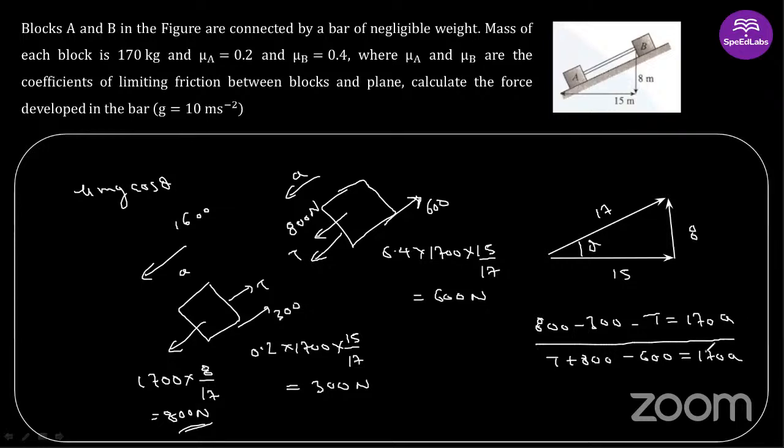Just equate these two, so you get the value of T directly. Once we equate them, what do we get? This is basically 500 minus T is equal to 200 plus T. So this T goes here, this 200 goes here, we get 2T is equal to 300. And eventually tension is nothing but 150 Newton. So that is the force developed in the rod, the bar. Is it clear to everyone?